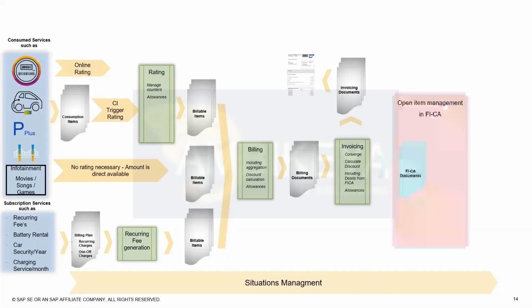So this slide is animated, but I want to have everything on the slide. I think you should know the slide, more or less. This is an overview about PRIM, about converging invoicing and FICA. What do we have here? What do we see here on this slide? Here, there are services which everybody from us can consume.